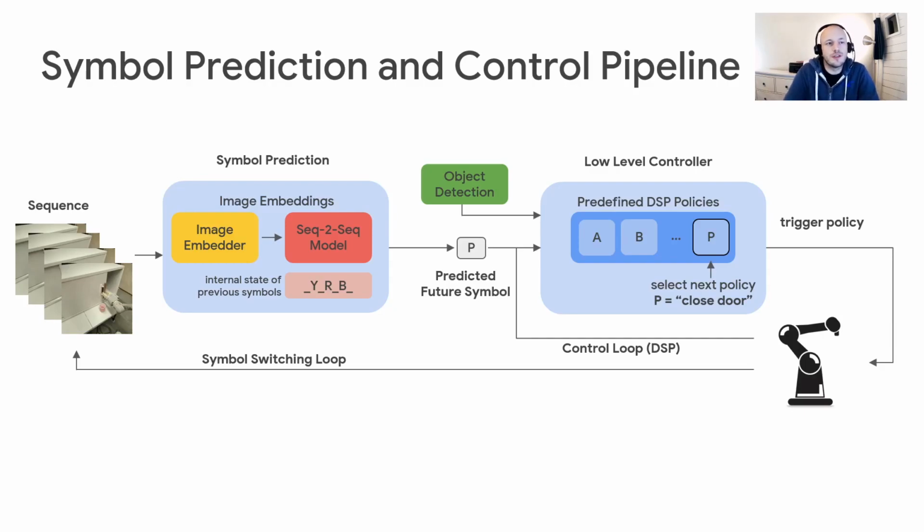When we put all this together, we can define a symbol switching loop that predicts action symbols from image embeddings. This is the outer loop shown here. The second loop is a control loop that uses a predicted symbol to select a policy that enables the robot to perform a subtask. While the robot is performing the subtask, the outer symbol switching loop keeps predicting new action symbols depending on what is happening in the scene. For more details on these two loops, please refer to our paper.